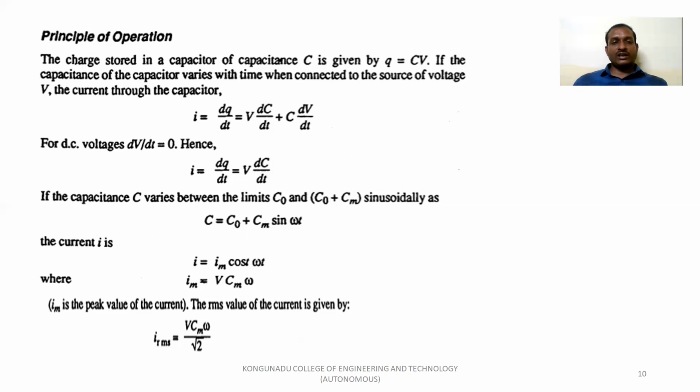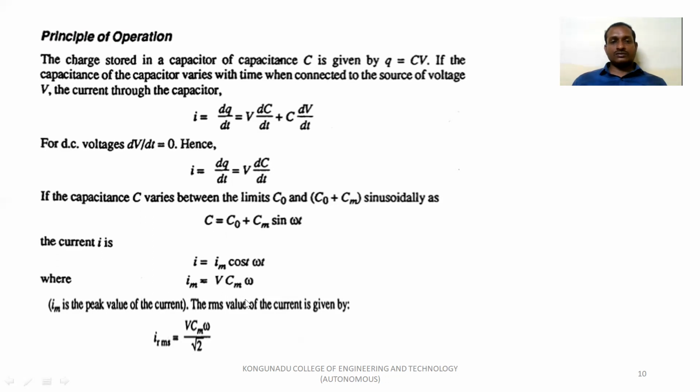So from this, finally we are going to write C is equal to C0 plus Cm sin omega t. The current I is Im cos omega t, where Im is the maximum current, Im is equal to Vcm into omega. So Im is the peak value of the current. Therefore, the RMS value of the current is given by IRMS is equal to Vcm omega by root 2.